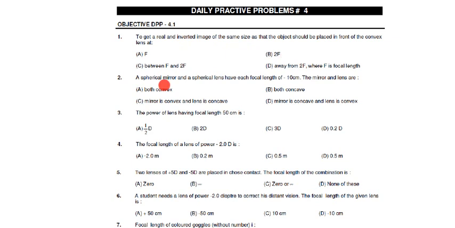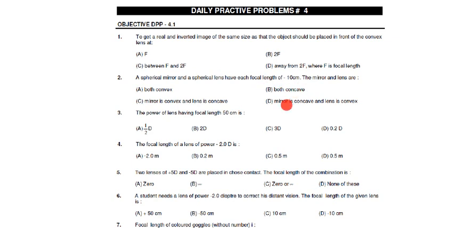Okay, so let's see the second question. A spherical mirror and a spherical lens have each a focal length of minus 10 centimeter. The mirror and lens are. Here we know that the focal length of a concave mirror is negative. Also the focal length of a concave lens is negative. So here our answer is B, both concave. Why? Because for both concave lens and concave mirror the focal length is negative.